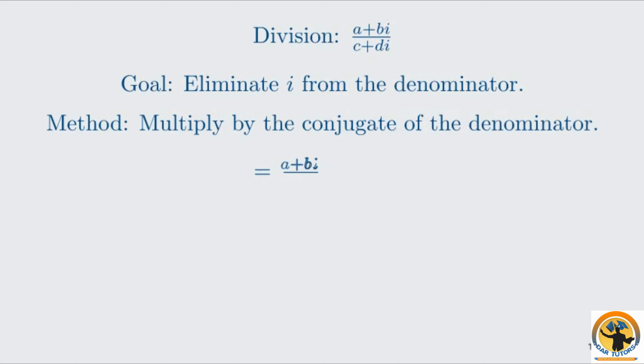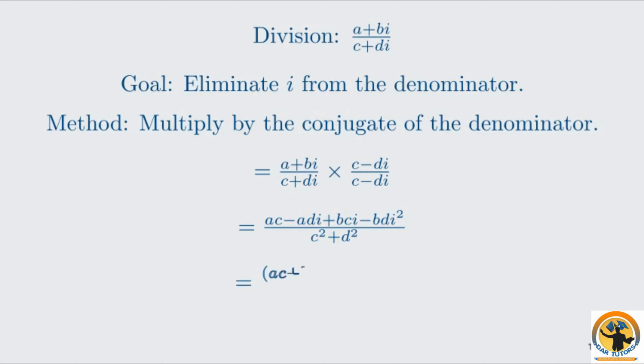This gives us the product of the numerators divided by the product of the denominators. We just saw that the product of a complex number and its conjugate is a real number. The denominator, c plus di times c minus di, will simplify to c squared plus d squared. So the division simplifies to the expanded numerator divided by c squared plus d squared. The result is a complex number in the standard a plus bi form. This technique is a cornerstone of complex number arithmetic.